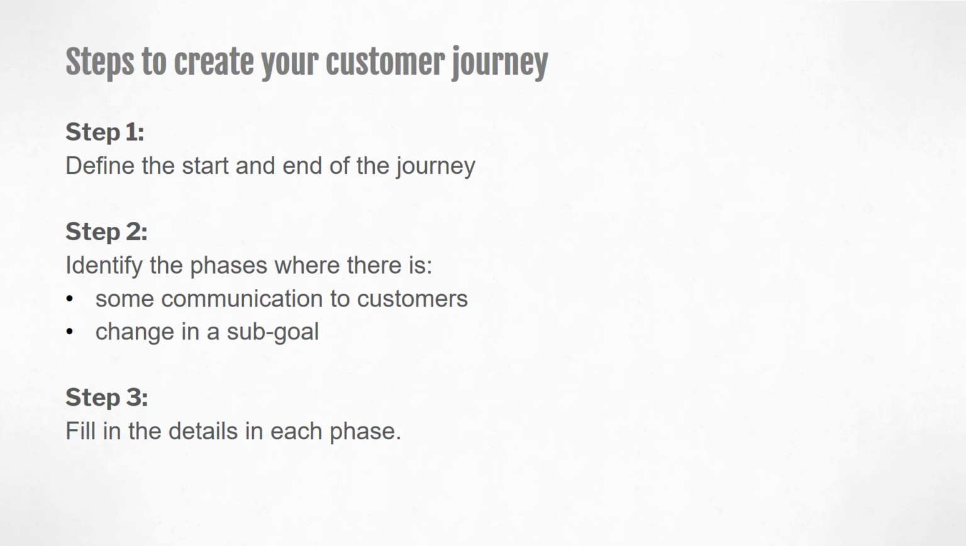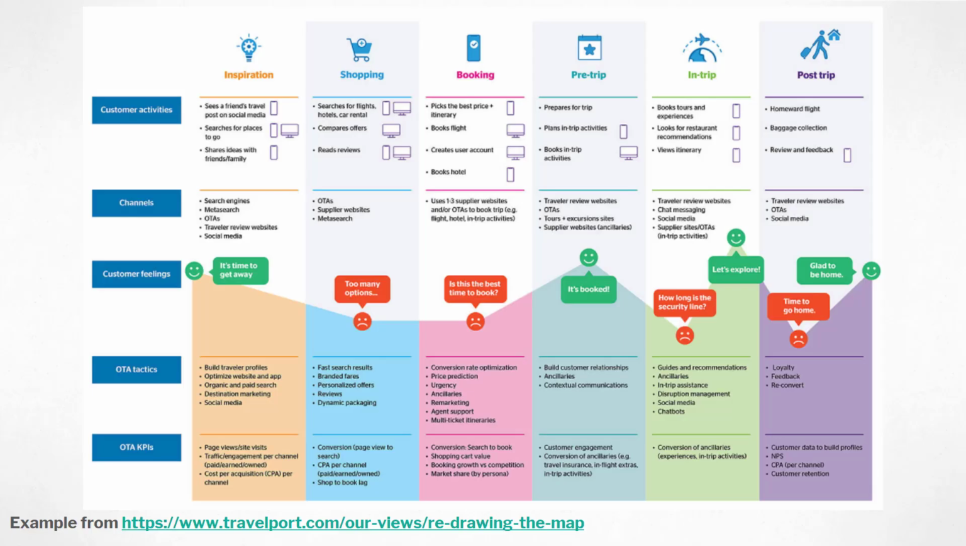So the first step is definitely to identify or define the start and end of the journey. Step 2, identify the phases where potentially your company or your organization is communicating something to the customer, or there is a change in a sub goal. And finally, filling in the details for each phase. So instead of talking through these concepts, let's use an example.